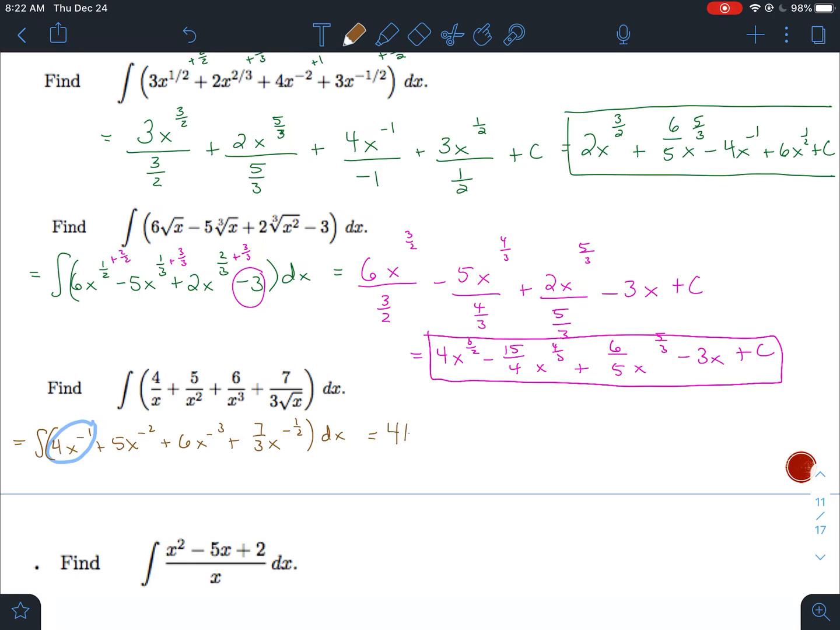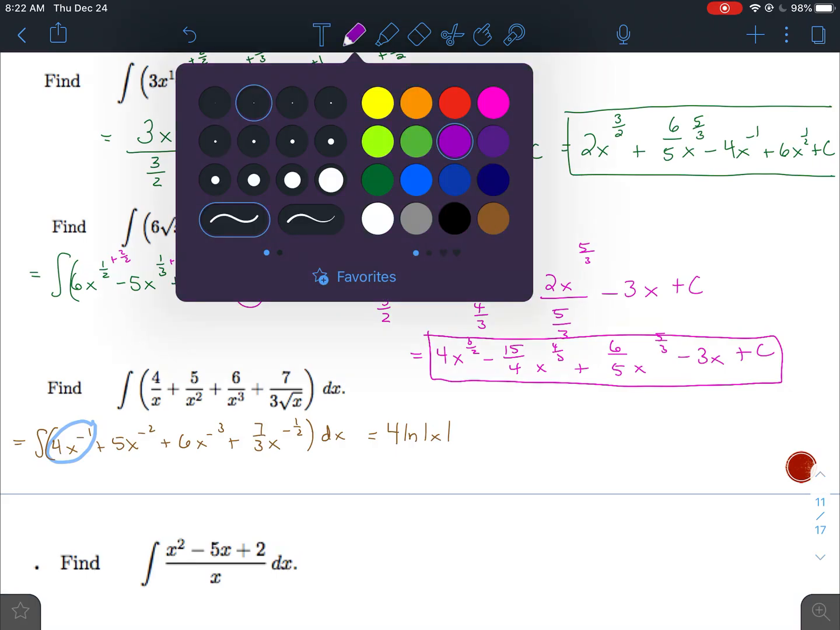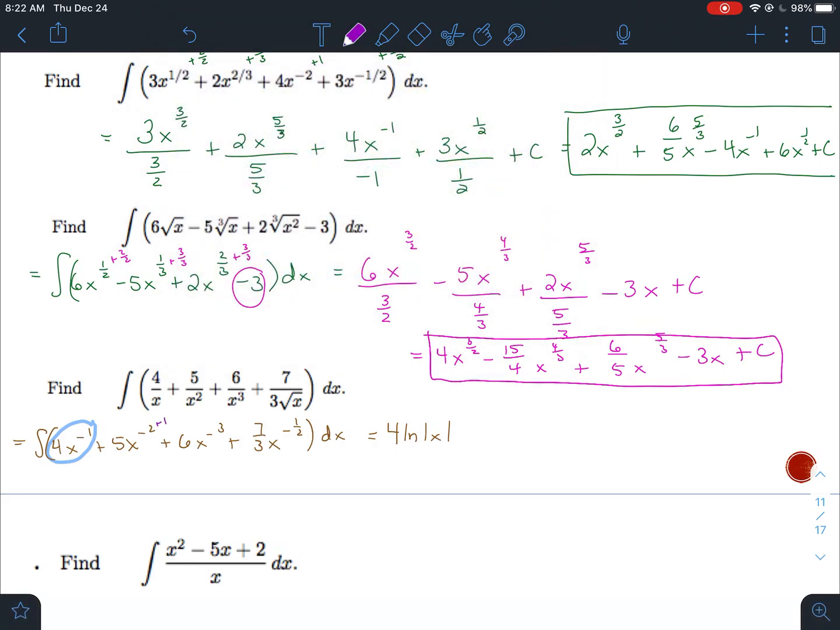So this is going to be 4 times the natural log of the absolute value of x. And then after that, I can just add 1 to each of the exponents. So add 1 to the exponent and divide by the new exponent. I'll get plus 5x to the -1 over -1. And then plus 6x to the -2 over -2. And then plus 7/3 x to the 1/2 over 1/2.